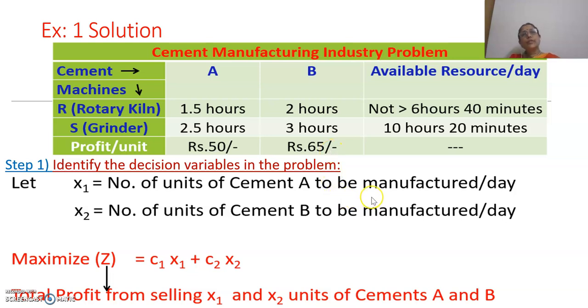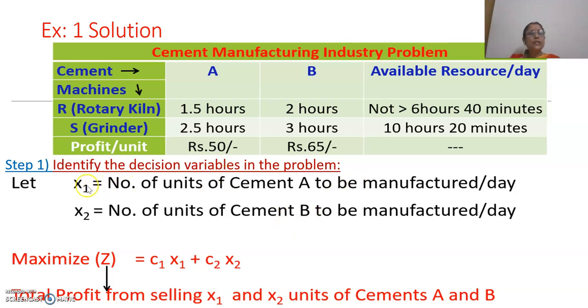So the first step is to identify what the decision variables in the problem are, which can be seen by the cements A and B. So the manufacturing industry will be interested to know how many units of type A cement to be manufactured per day and how many units of type B cement to be manufactured per day. So these two are the decision variables in the problem.